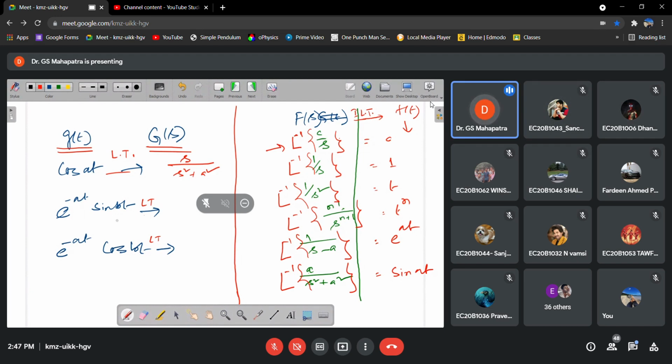Now e to the power at into sin bt. You have already studied some theorems or properties. What is that one? Multiply with t and multiply with e to the power at. So e to the power at means s is replaced, minus would be replaced. So what is the answer?